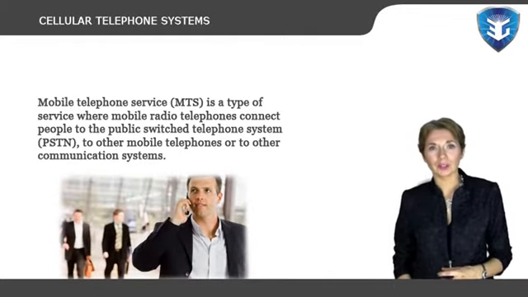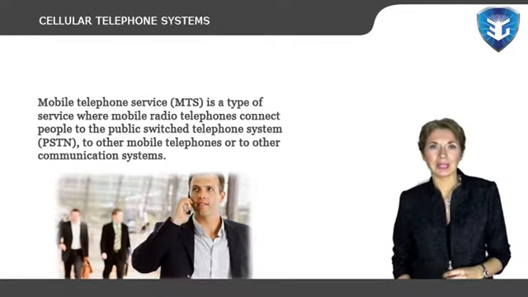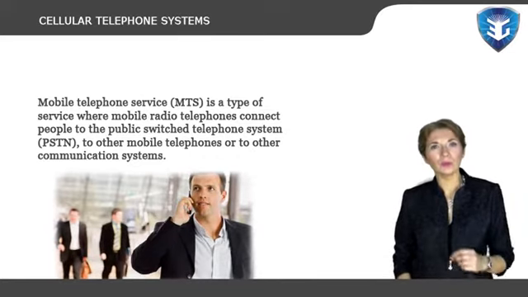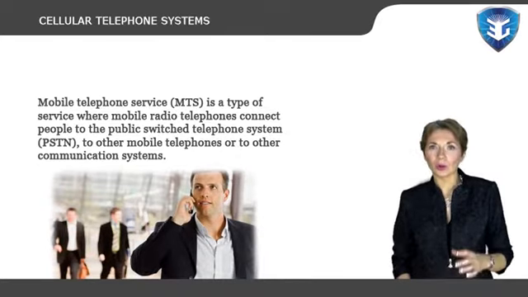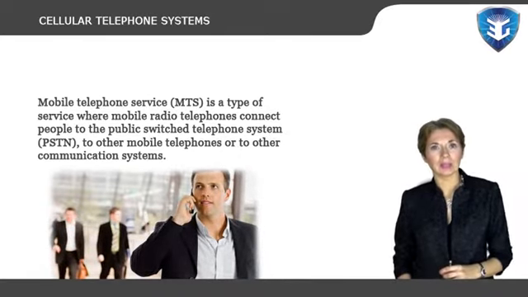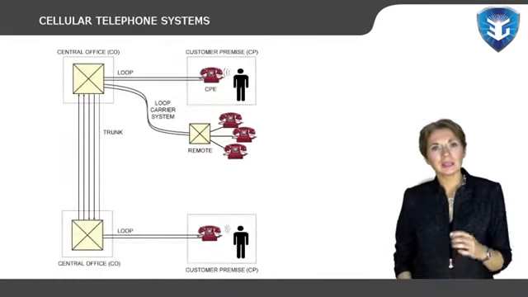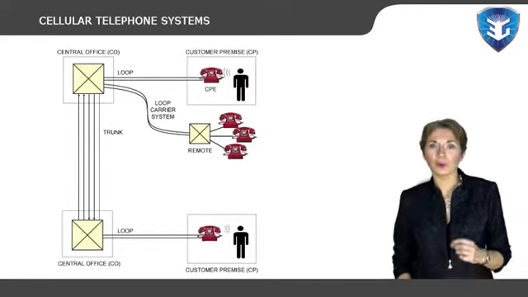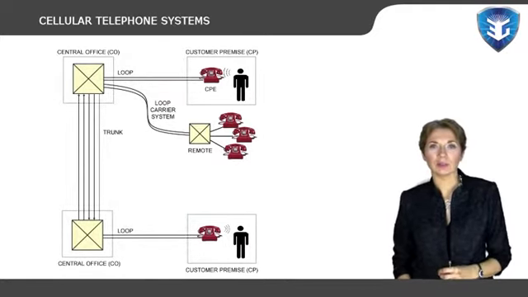Let's start with a brief introduction to cellular telephone systems. Mobile telephone service, or MTS, is a type of service where mobile radio telephones connect people to the public switched telephone system, or PSTN, to other mobile telephones or to other communication systems, such as the Internet. Cellular Personal Communication Service, or PCS, and third-generation 3G mobile radio systems are all cellular wireless communication networks that provide for voice and data communications throughout a wide geographic area.